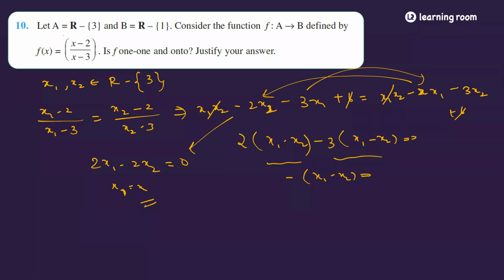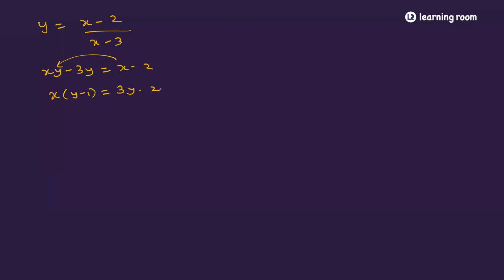You will get that only. I'll do it and show. See. What is the function? y is equal to (x minus 2) by (x minus 3). Okay, you need to write x in terms of y. What will you do? xy minus 3y is equal to x minus 2. Right? I need the x on the other side. I'll take the y to the other side. So x into (y minus 1) is equal to 3y minus 2. Am I right? Just check it.